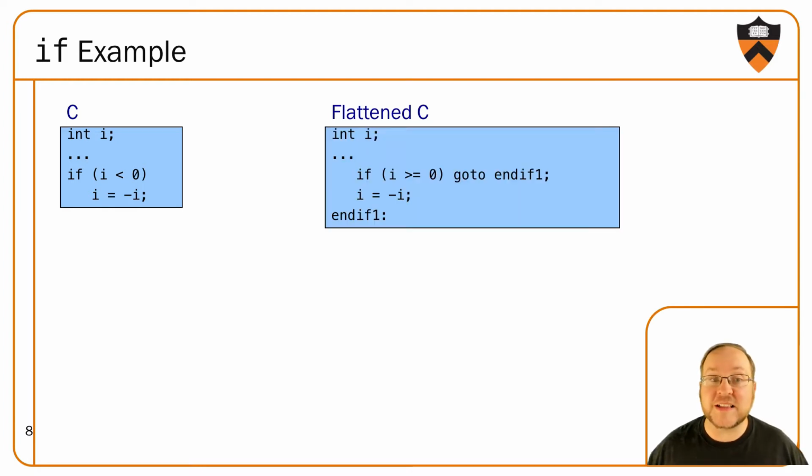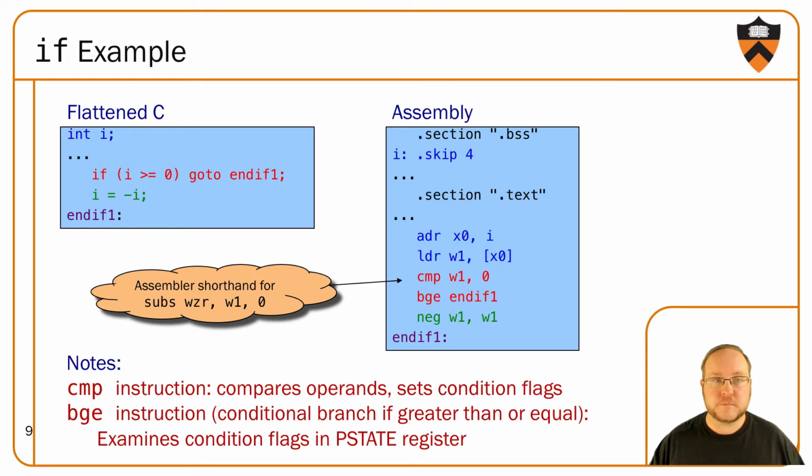Okay, so here's the Flattened C. We invert the condition and then jump to the end of the block. So now let's take a crack at the assembly code. In the assembly code, there's a .section directive to announce the BSS section, and then in blue, a .skip directive, a .skip 4, to provide sufficient space to store an int.